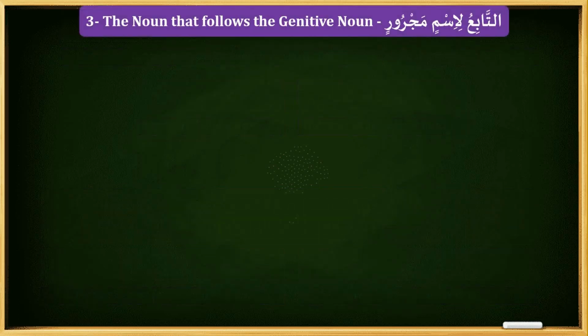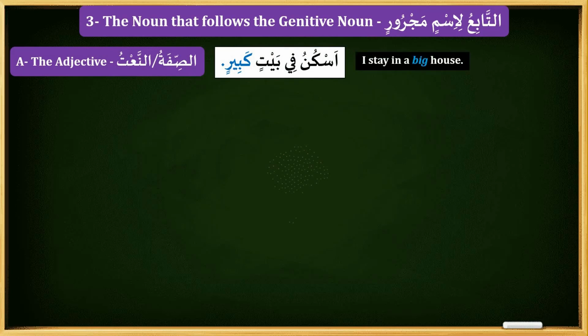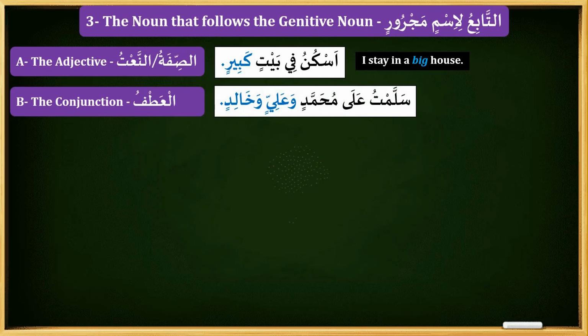The third one, التابع لاسم مجرور, the noun that follows the genitive noun. First one will be الصفة or نعت. أسكن في بيت كبير. I stay in a big house. في بيت كبير both take كسرة in the case of adjective. Or العطف, the conjunction. سلمت على محمد وعلي وخالد. I greeted Muhammad, Ali and Khalid. All the nouns get كسرة after على, the preposition.